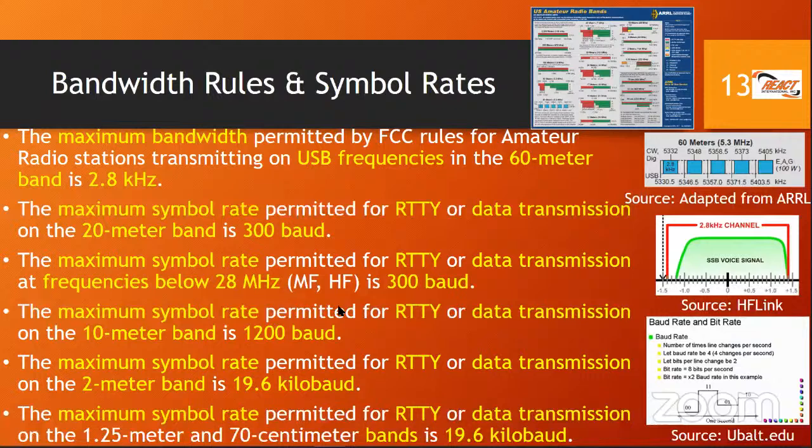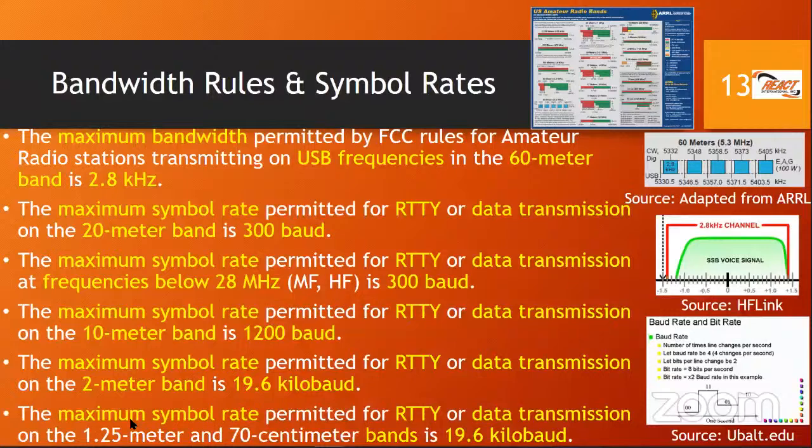The maximum symbol rate for those digital transmissions on the 10 meter band, however, is a higher value. It's 1200 baud. Let's go again. The maximum symbol rate for any digital transmission on the 2 meter band is even higher: 19.6 kilobaud, or 19,600 baud.